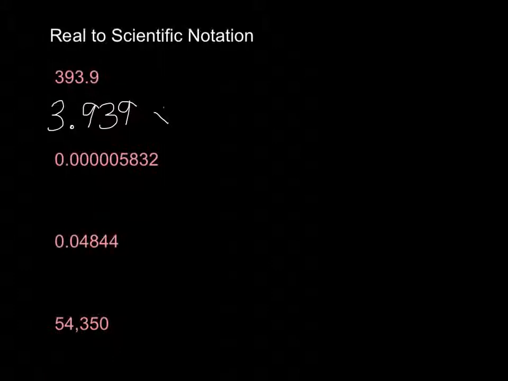And we multiply by 10 to a power. Now we just have to figure out what that power is. So we look at where our decimal originally started, and we see how many spaces we had to move it. That's 2 spaces, right? So our power is 2. Is the number above 1 or less than 1? Our number is above 1, so our exponent is positive. So there is your answer, right here. 3.939 times 10 to the second power.